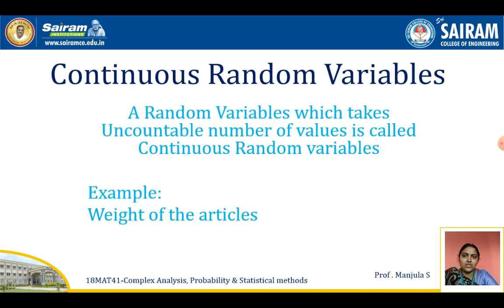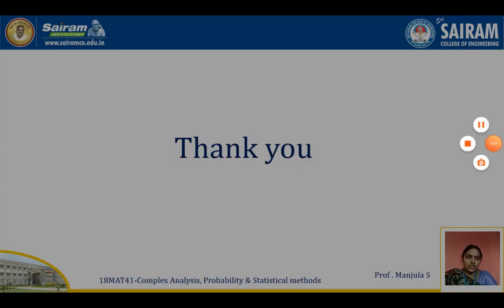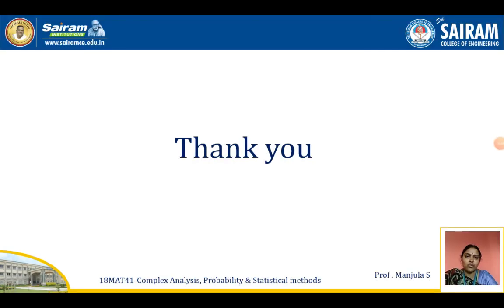Similarly, the next type is continuous random variables. A random variable which takes an uncountable number of values, an infinite number of values, we are going to call a continuous random variable. For example, the weight of an article. These are all the basic definitions we are going to use in probability.